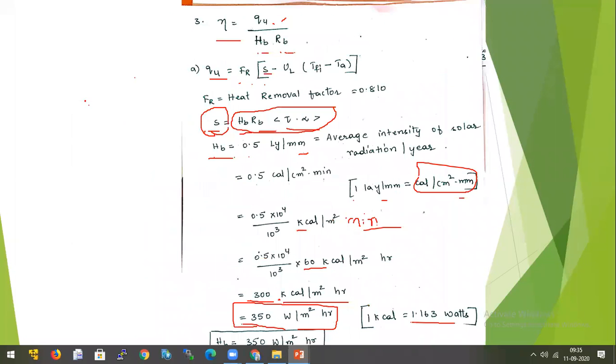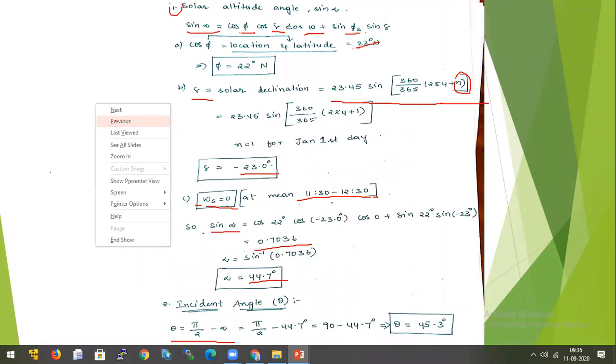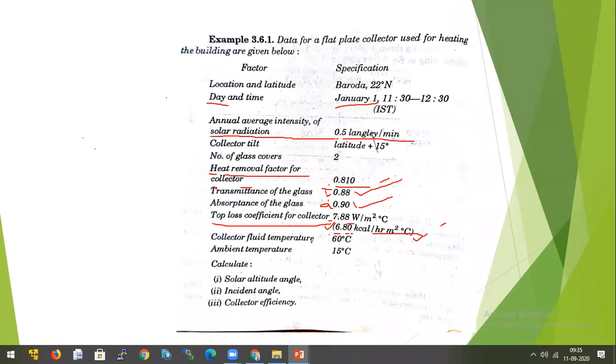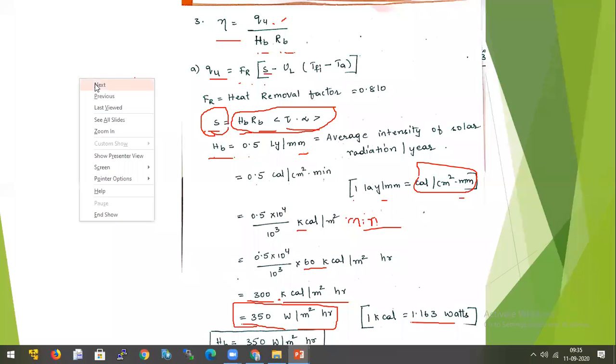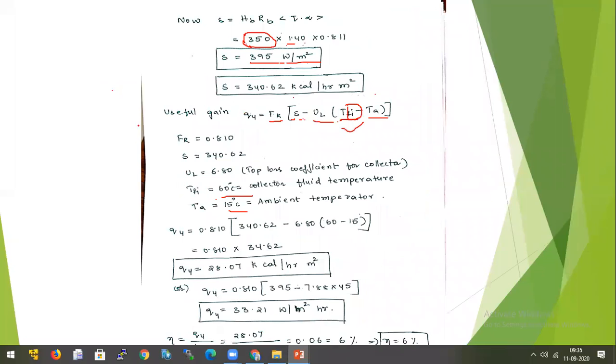See in the data, collector fluid temperature is given as 60 degrees Celsius and ambient temperature is 15 degrees Celsius. So this is TFI, 60 degrees, and this is TA, ambient temperature. We have to substitute these two values. TFI is 60, TA is 15 degrees.